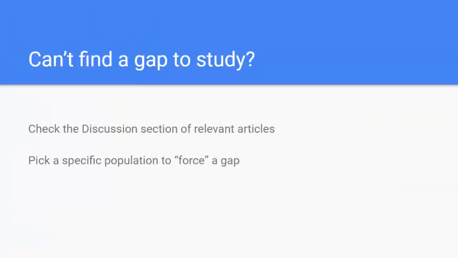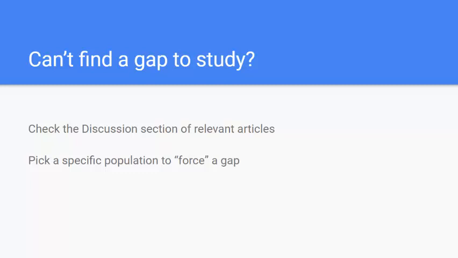If you can't find a gap to study, look at some of the relevant articles on your topic and look at their discussion section, because very often those relevant articles will say, we discovered a lot of new information in our study, but there are still gaps in the knowledge in this section, that section, the other section. So check out the discussion sections of relevant articles.